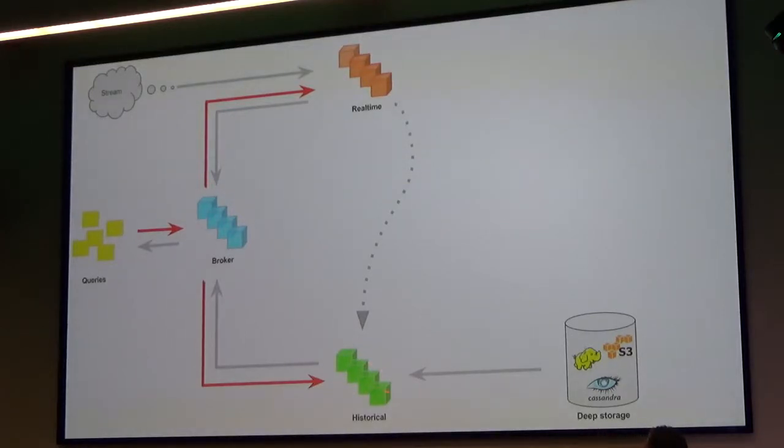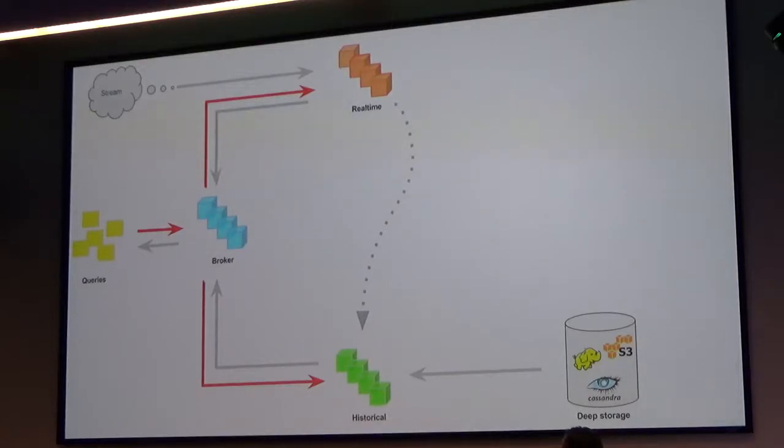The historical nodes essentially load data from deep storage, and they respond to queries. They are the main worker in a Druid cluster because they hold most of your data, your historical data. The deep storage here is the layer in Druid that ensures you're not going to lose your data. You can use a bunch of solutions. You can use S3, you can use HDFS or even Cassandra.